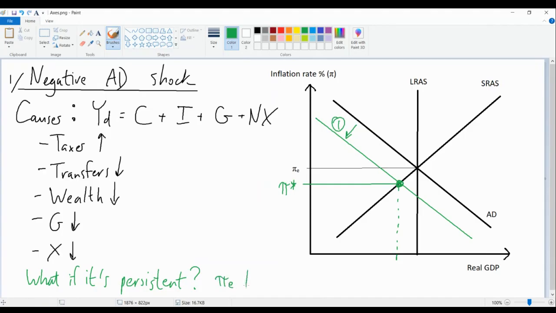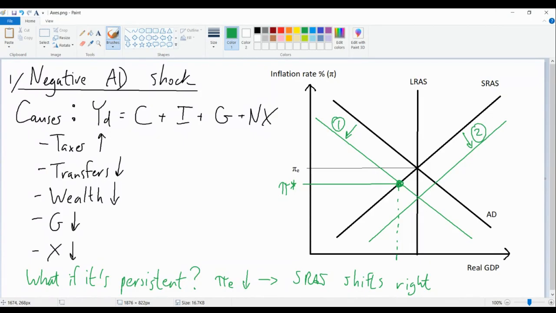So pi e here should eventually, if things don't change, eventually expected inflation should decline. What happens when expected inflation declines? Well, this short-run supply curve is no longer the right one. We need a new one that crosses somewhere lower. So the short-run supply curve will shift to the right until eventually we are here.